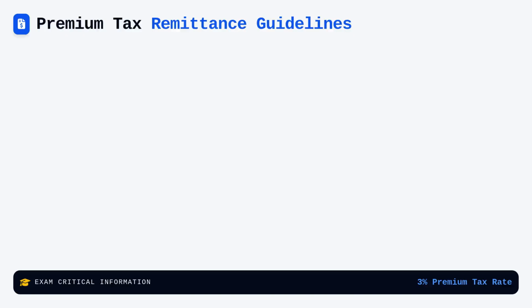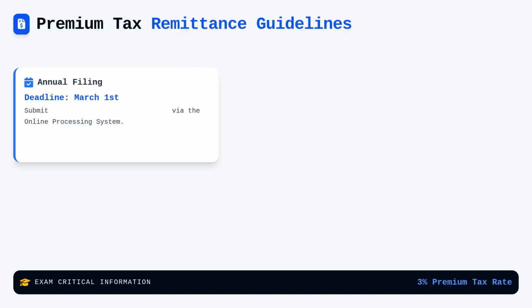The actual remittance of the accumulated 3% premium tax follows a strict statutory calendar that you must commit to memory for the exam. On or before March 1st of each calendar year, every surplus lines broker must file an annual statement and tax return with the insurance commissioner through the online premium tax processing system. This annual filing reconciles all transactional data submitted via slip during the previous calendar year, from January 1st to December 31st.